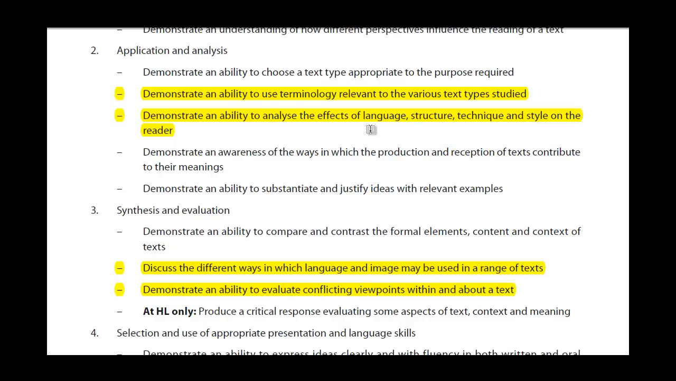This will begin to look at, especially as we talk about theme, demonstrating an ability to analyze the effects of language, structure, technique, and style on the reader. As we start to uncover theme, that is the understanding that the reader is meant to walk away with. And that'll help us write about the effect on the reader without saying the reader may feel over and over again. It's a bit more of a subtle and complex approach.